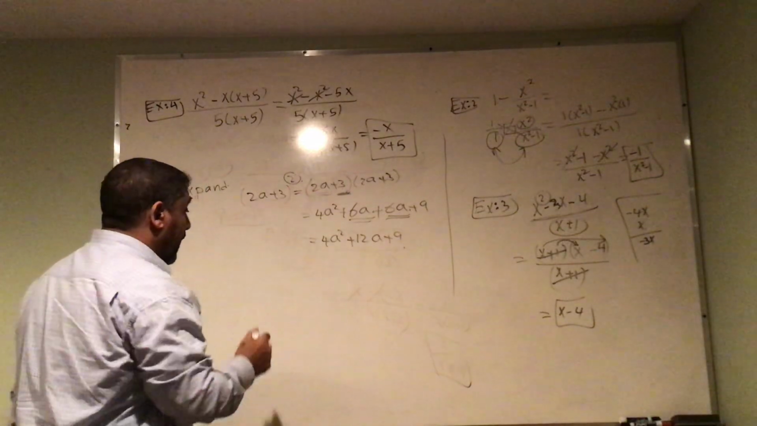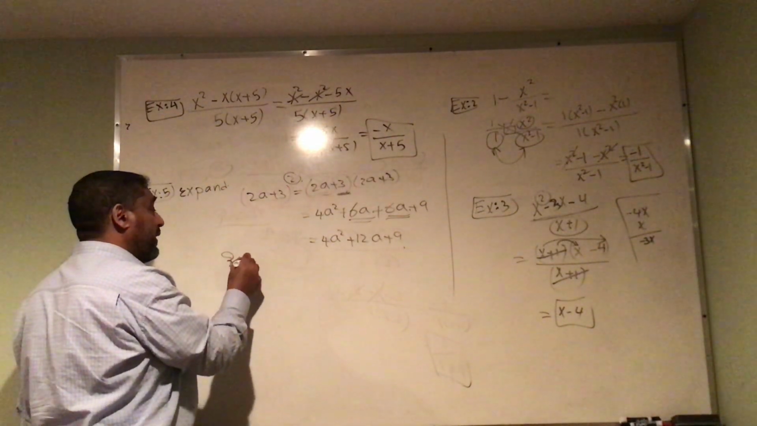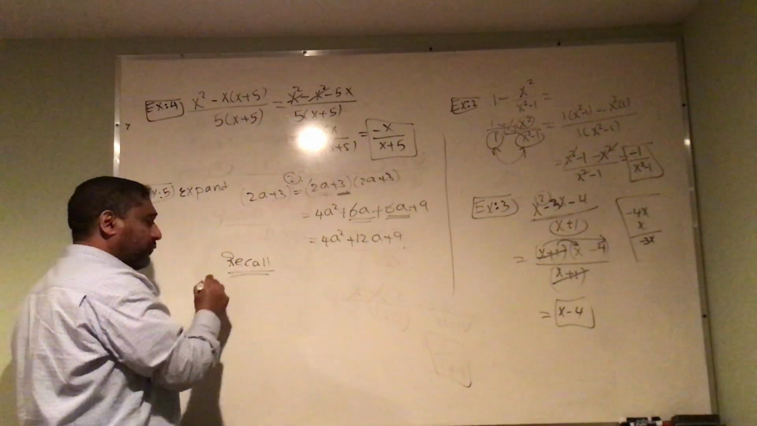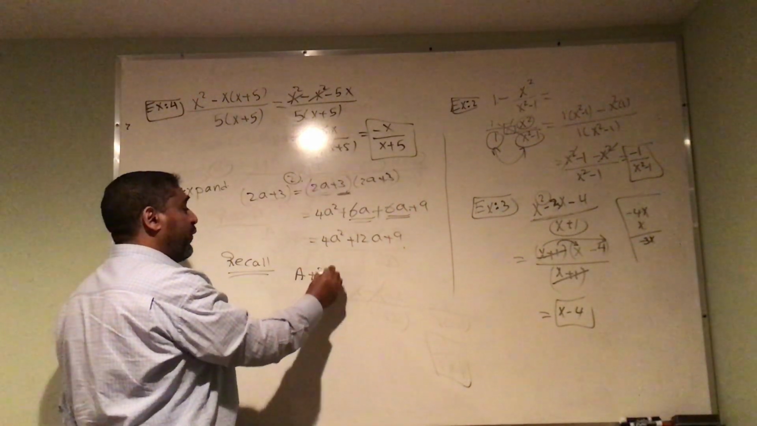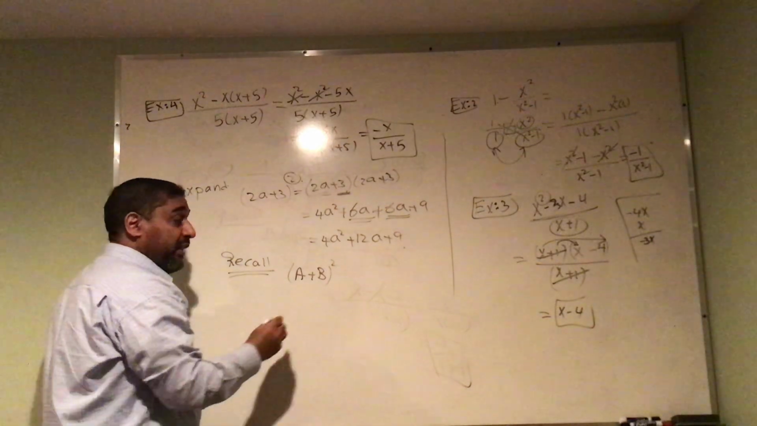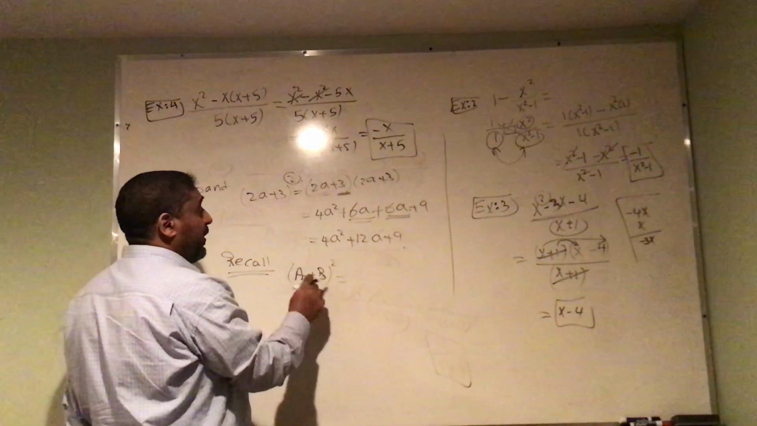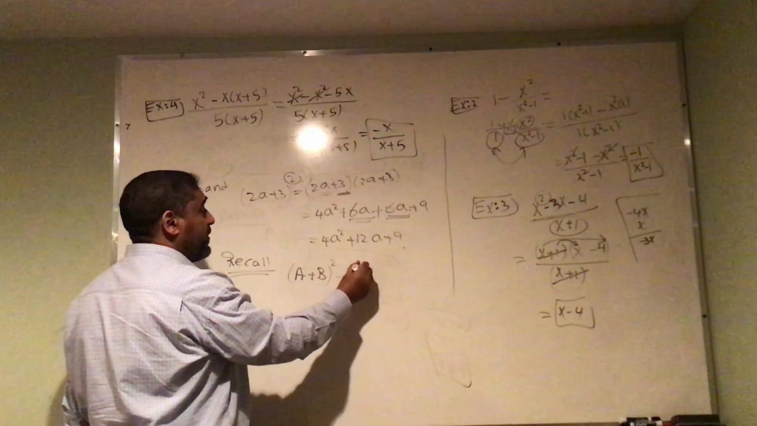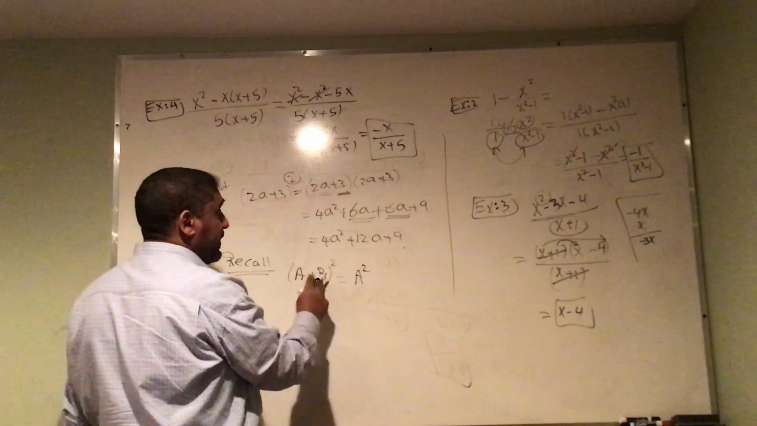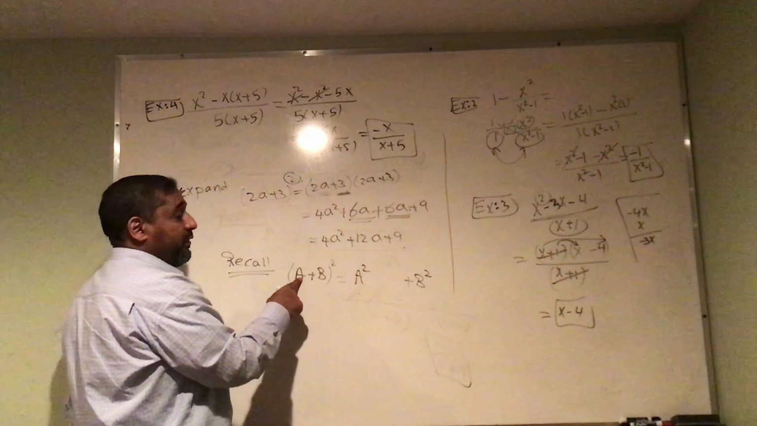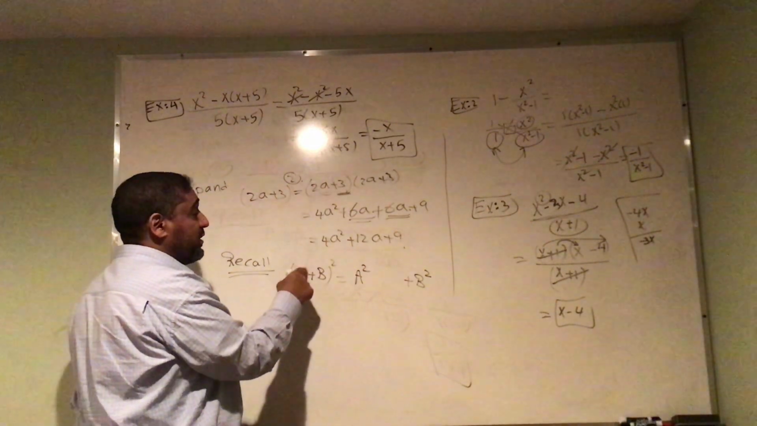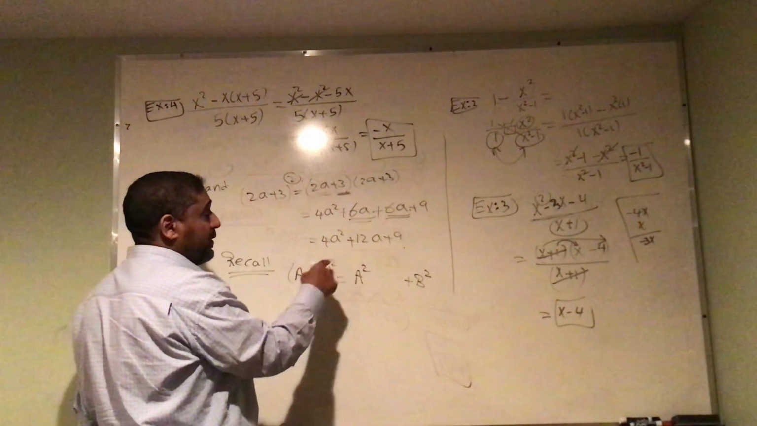So here, I'm going to write a rule, guys, so that you can use it. If you have a plus b, the whole thing squared, then how to expand this? You take the first term squared. And then you take the second term squared. So what you have is plus b squared. When I take the first term squared, you have a squared. The second term, you have plus b squared.